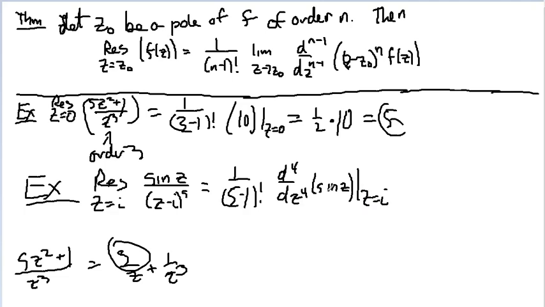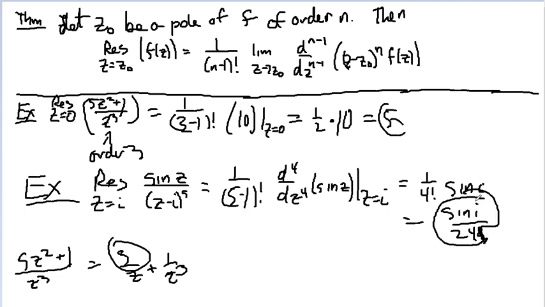Let's see. One derivative of sine gives me cosine. Two derivatives gives me negative sine. Three derivatives gives me negative cosine. Four derivatives gives me sine. So this is 1 over 4 factorial times sine of i, which equals sine of i over 24. Just 24, sorry, not 24 factorial. And that's the residue. You don't need to do the Laurent series or anything. So this just gives you a quick way of doing it.